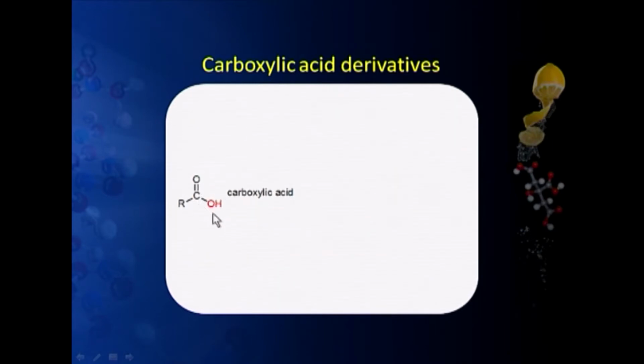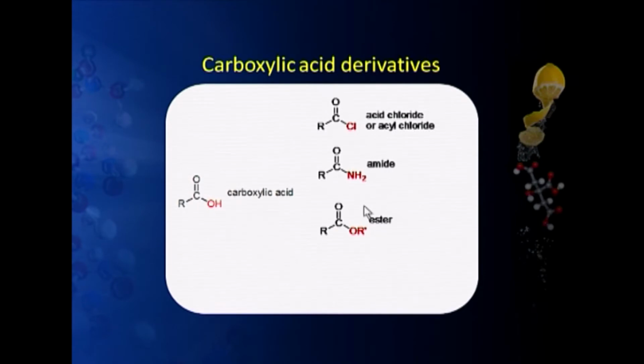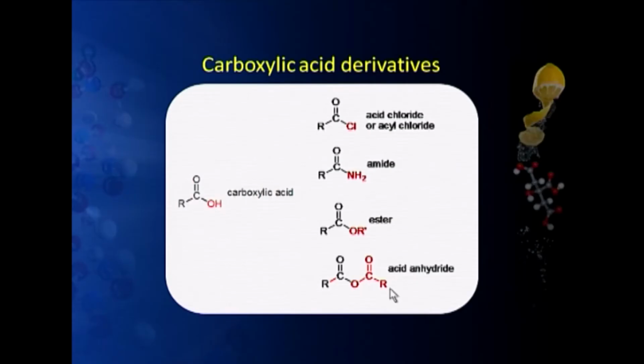When this OH is substituted by Cl, we call them acid chlorides. When it is substituted by some amine group, we call them amides. When it is another alcohol group, they are known as esters, and when it is another acid, they are known as acid anhydrides. In our previous session, we discussed the methods of preparation and properties of acid chlorides, amides and acid anhydrides. We had also discussed their reactivity order and we compared their stability.